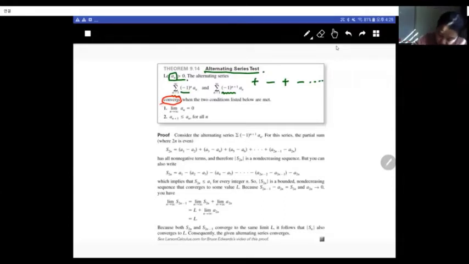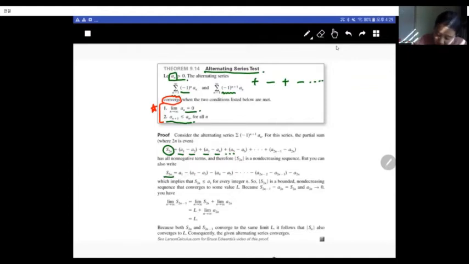Very important. Number one is when the limit value equals 0. Number two is when a_(n+1) is less than or equal to a_n. Let's prove this. Let's say that I have a sum up to 2n, so I have an even number of terms. That's a1 minus a2, a3 minus a4, because it's positive, negative, repeating.